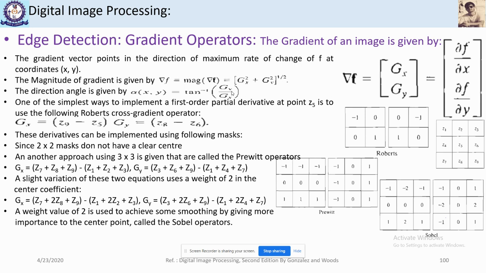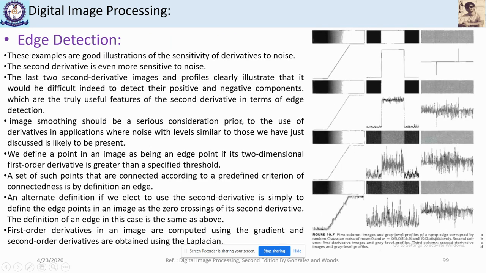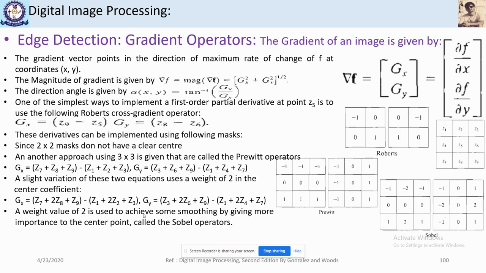In the last lecture we ended with a note that the first order derivatives are computed by using the gradients and the second order derivatives are computed by using the Laplacians. The Laplacian operator and its filter we have already implemented, and we have seen how we get the Laplacian mask. In this lecture we will discuss how we get the masks for the gradient operator.